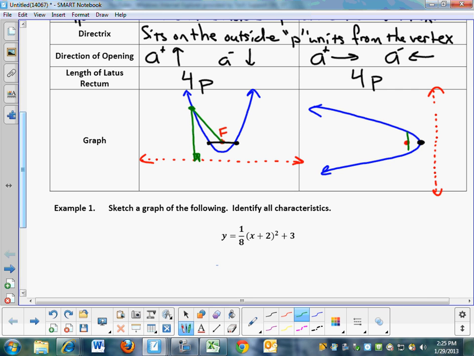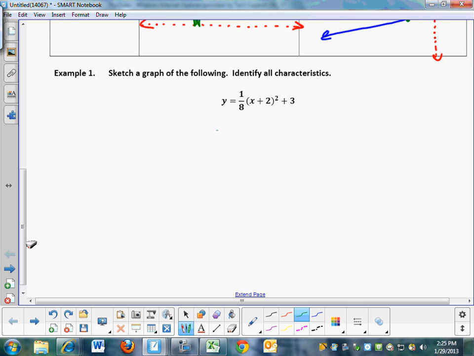What is this segment called right here? Latus rectum. How long is the latus rectum? 4P. That's it. This is cake. Upside down. You're so smart. Let's do it.